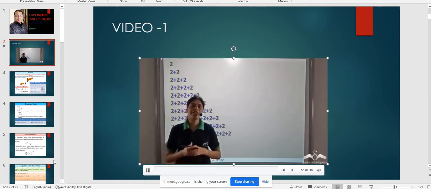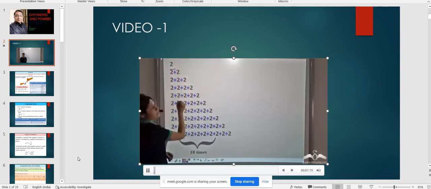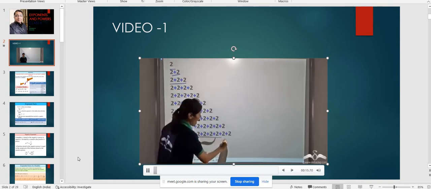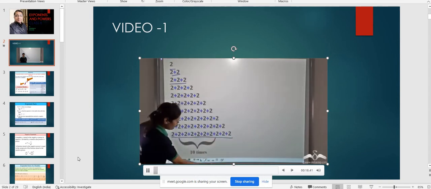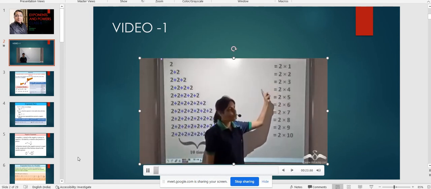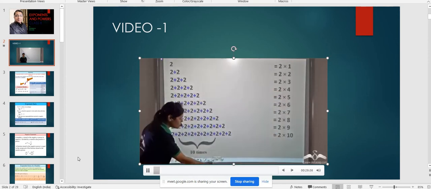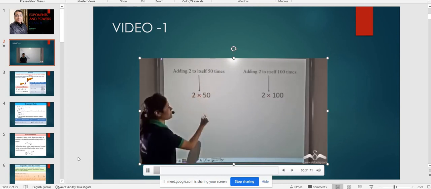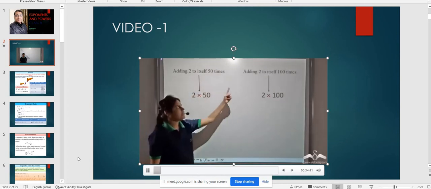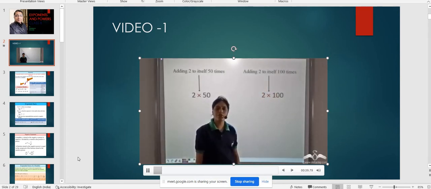What happens if we keep on adding 2 to itself? This is 2. This is 2 added twice. This is 2 added 3 times, and so on. And this is 2 added 10 times. We know that this can be written as 2 into 1, 2 into 2, 2 into 3, and 2 into 10. So similarly, 2 added 50 times can be written as 2 into 50, and 2 added to itself 100 times can be written as 2 into 100.